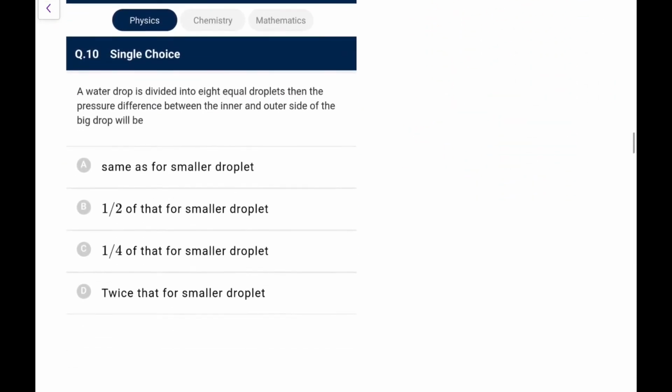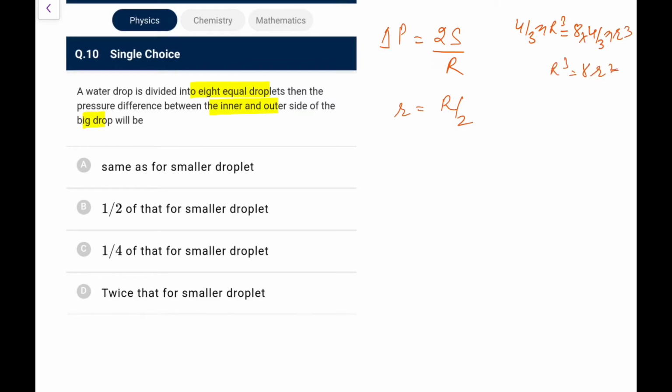Now the next one, question number 10. You have a water drop divided into 8 equal droplets, and the pressure difference between the inner and outer side of the bigger drop is. So for the bigger drop, we had that delta P is equal to 2s by r. When it is divided into 8 drops, you directly know the radius of the smaller one will become r by 2, because what you will have, 4 by 3 pi R cube would be equal to 8 times 4 by 3 pi of small r cube. So R cube would be 8 r cube. So directly the result, you remember, r would be R by 2. So the new pressure difference delta P dash would be 2s by small r, that would become 4s by R.